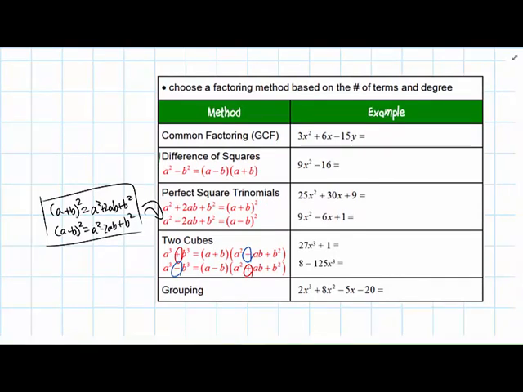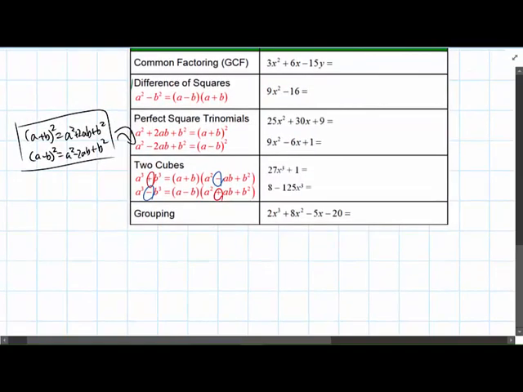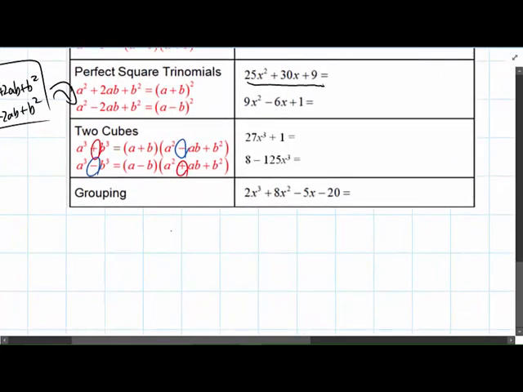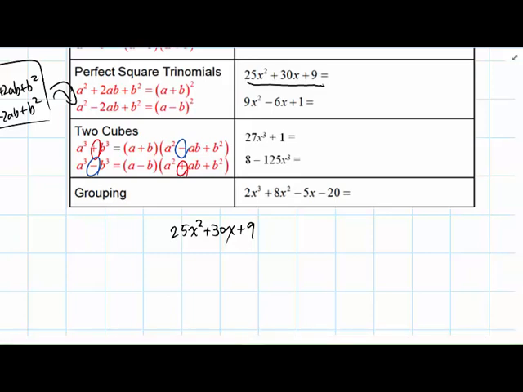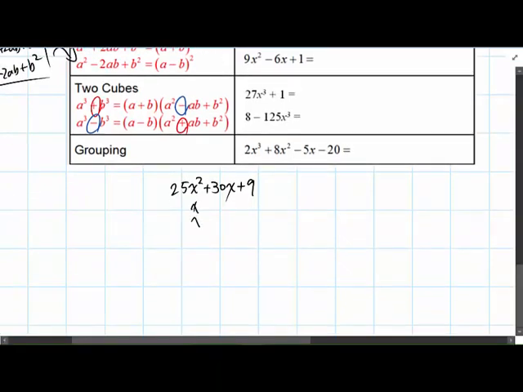So, for example, if it were 25x squared plus 30x plus 9, this is my old way. I don't think Mr. Huang taught this, but I think last year when we were taught factoring by Mr. Huang, he taught us a different way. But I think this way works better for me, though you can sort of get the other way.